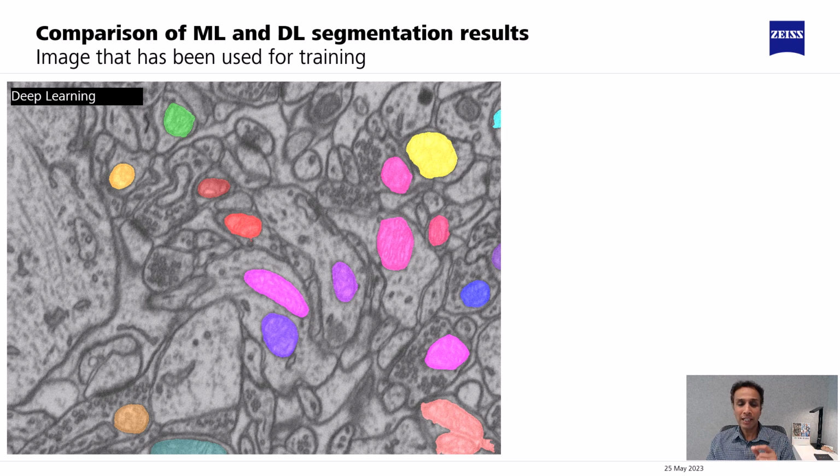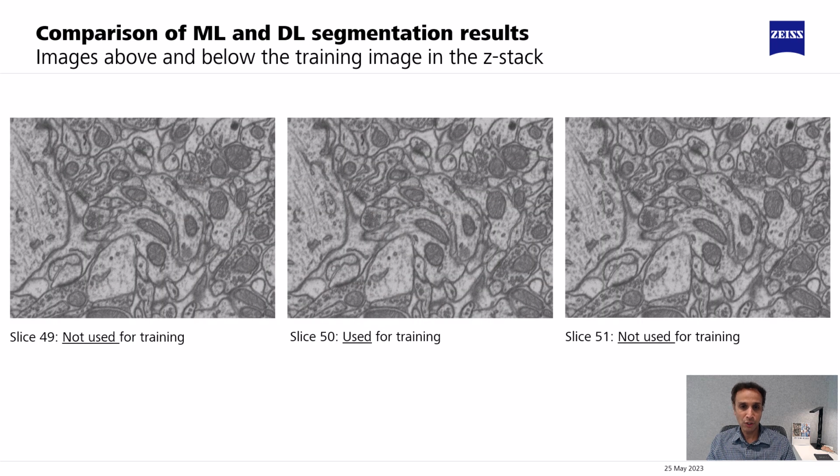Now let's have a look at the images that were not used for training. So on the screen, you see three images. The central one was exactly the same one we saw in the previous screen. The central one has been used for training, and the one on the left-hand side directly came from the slice below the central one, and the one on the right-hand side is from the slice above, in this Z direction.